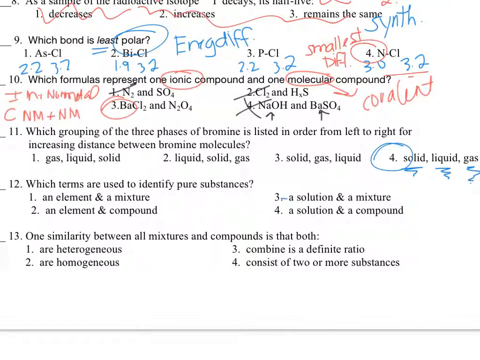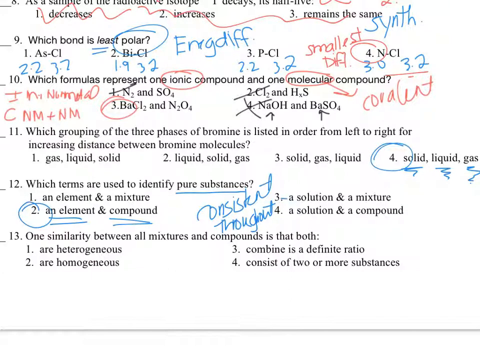Which terms are used to identify pure substances? This is a vocabulary question. This question asks you to remember what it is to be a pure substance. It just means that you are consistent throughout, whether or not you are a pure element. You could be. And the only other thing you could be is a compound.